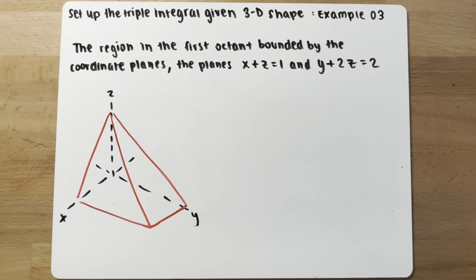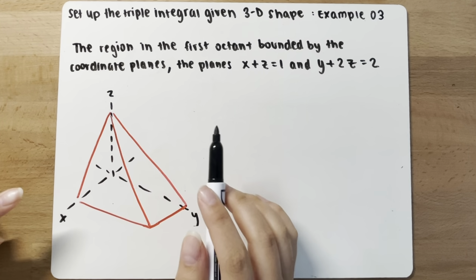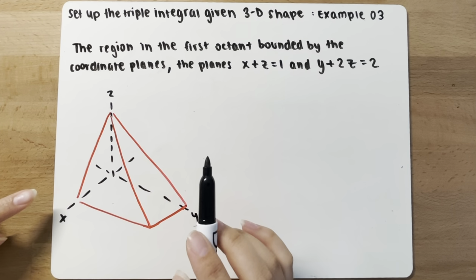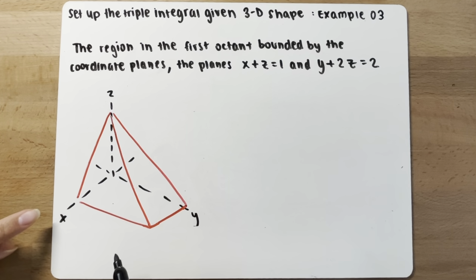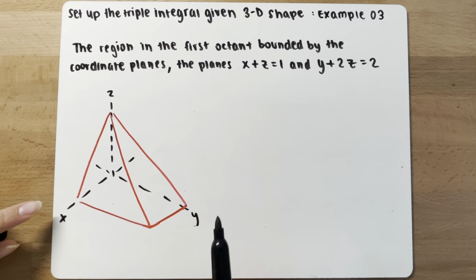In this video, we're going to do the third example of setting up a triple integral given a 3D shape. With this shape, we know that it is bounded by the planes x plus z equals 1 and y plus 2z equals 2. Now for this problem, it will be easiest if you don't put dz in the inner boundary.